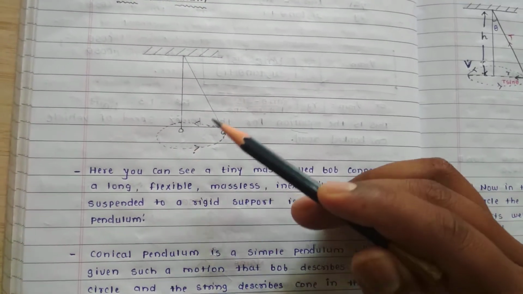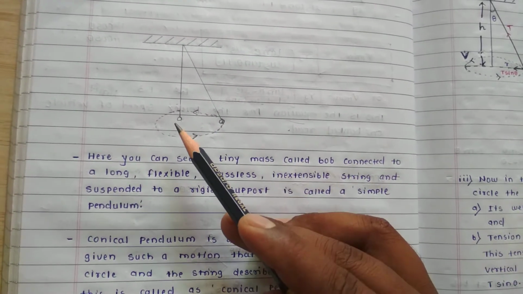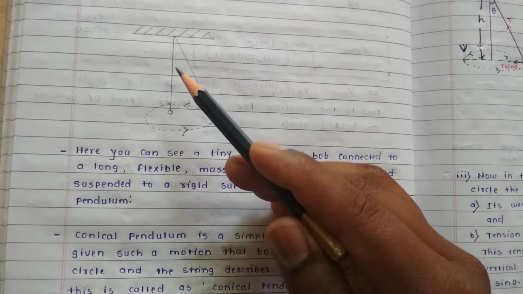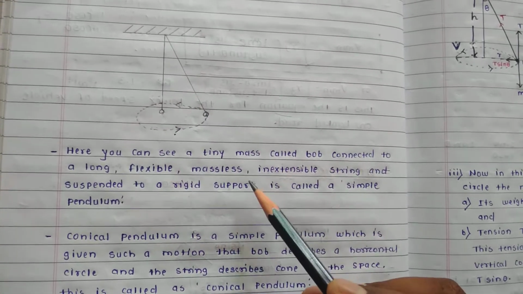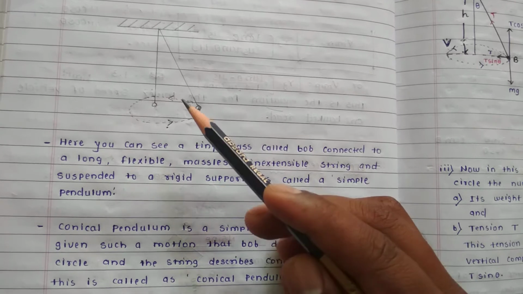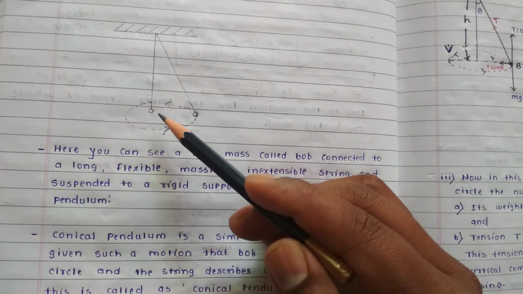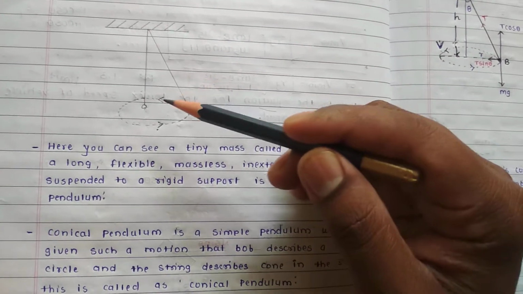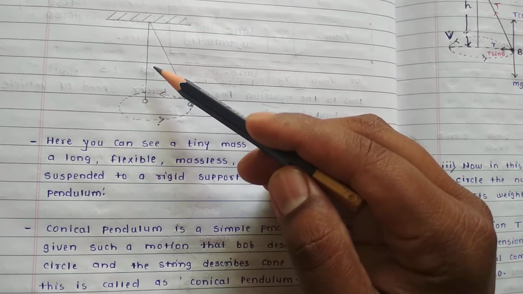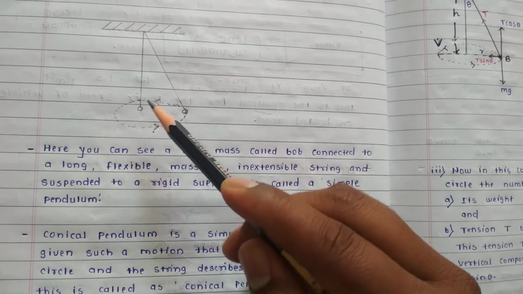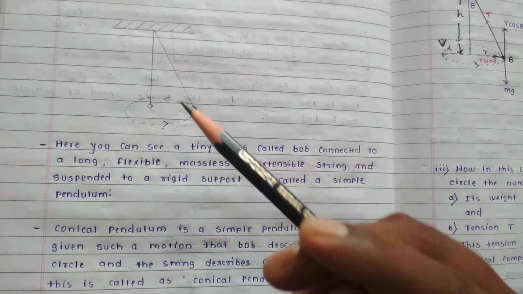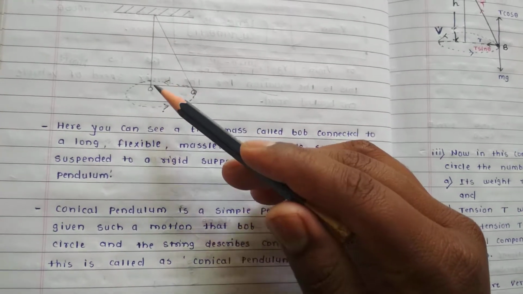Here you can see a tiny mass called a bob connected to a long, flexible, massless, inextensible string and suspended from a rigid support. This is called a simple pendulum.